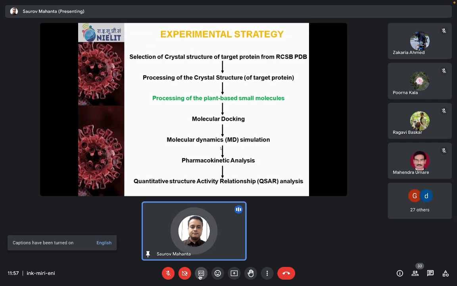Why do we do the molecular dynamic simulation? After a small molecule binds to a protein molecule, whether the binding will be stable or not. For how many nanoseconds it keeps on binding and so on. We have to do the pharmacokinetic analysis. We have to do those analyses on whether the compound will be drug-like or not. QSAR is another option where we can modify the molecules in more detail.